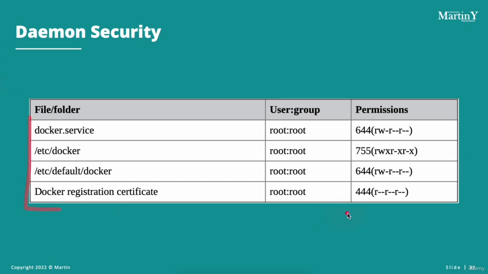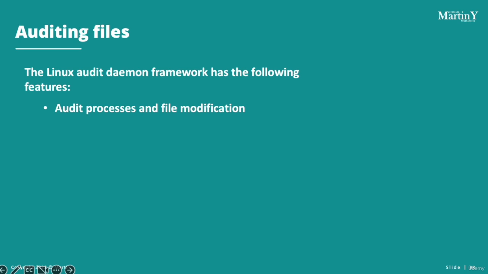And if you ever think to work with them, you can definitely use this table as a reference to what permissions you can gain. So let's talk about how we can audit files and directories on the Docker daemon. The Docker daemon runs with root privileges, so all directories and files should be consistently audited to know all the activities and operations that are running.